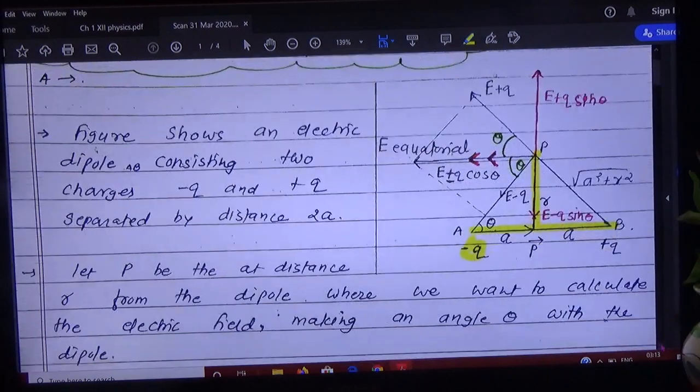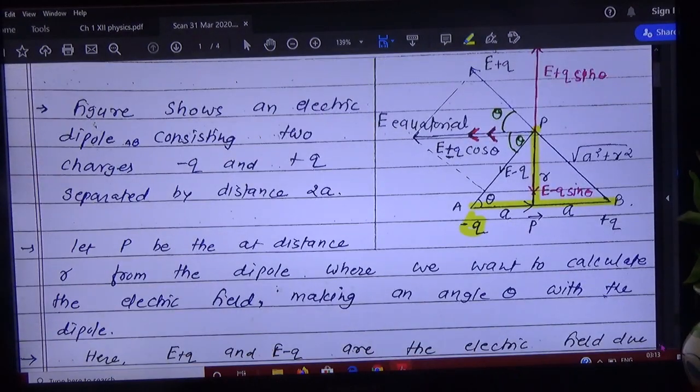As I have told you earlier, you should always mention the figure. That figure shows an electric dipole consisting of two charges, plus Q and minus Q, etc. Just try to write whatever is visible to you. Okay. Now let us pay attention to the diagram.